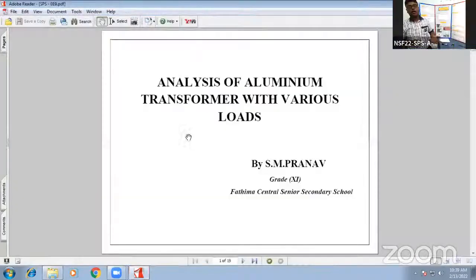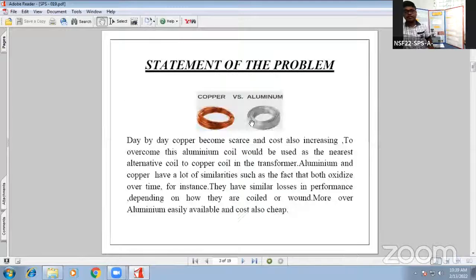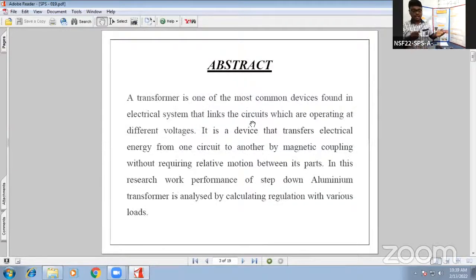Good morning all. I am Pranav from class 11, studying in Fatima CSS School. Today I am going to explain my project, analysis of aluminium transformer with various loads. Before we go into the project, I would like to explain how I got into this project. Basically, a transformer is a device which transfers electrical energy from one circuit to other circuits. Most transformers are made up of copper. And nowadays the copper rate is increasing.